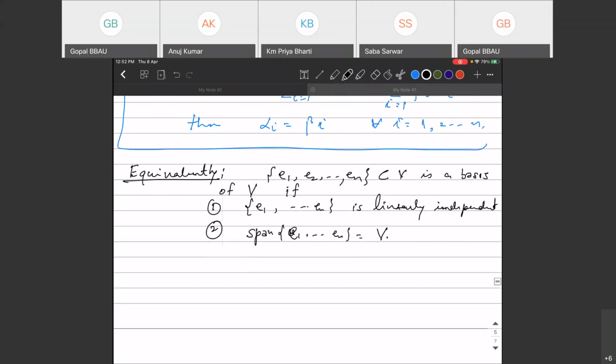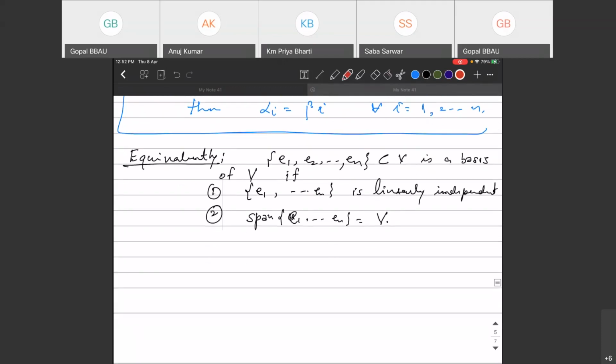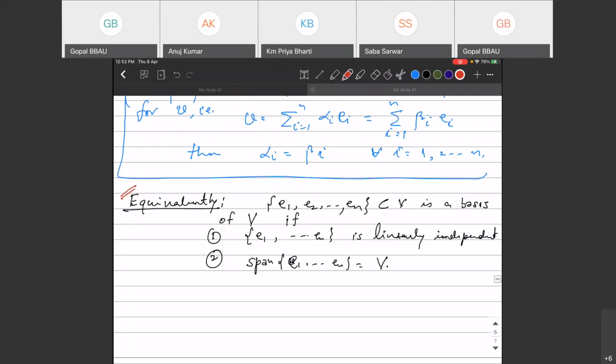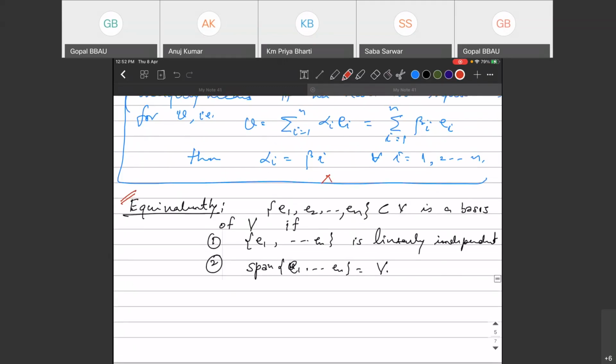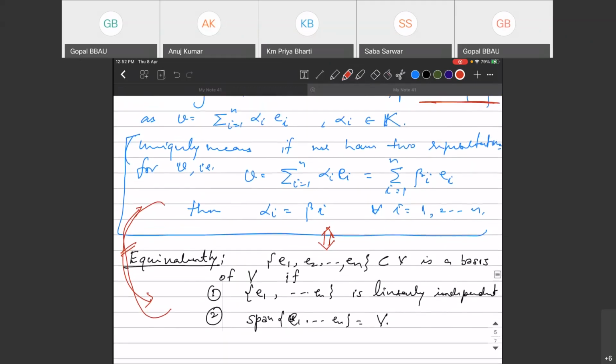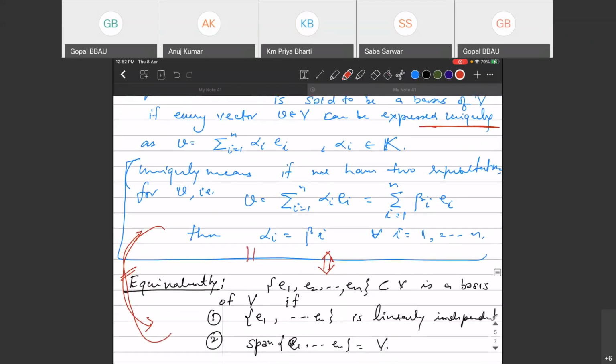So it is an easy exercise to see that both the definitions are equivalent. I said equivalently means these two definitions are equivalent. The two being equivalent means you can go from here to here and you may go from here to here. So both are equal. Okay, so let's see how we go from here to here.